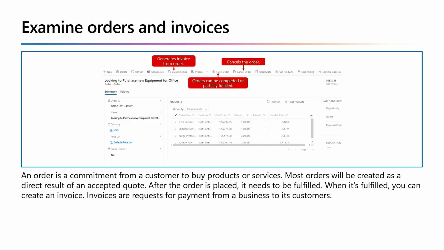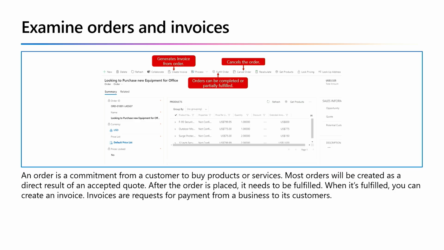Now let's move to orders. An order is a commitment from a customer that they will go ahead and buy products or services. An order is the direct result of an accepted quote. The process goes quote, order, then invoice, which is created after the order has been fulfilled. Put simply, an invoice is a request for payment for the goods or services supplied.